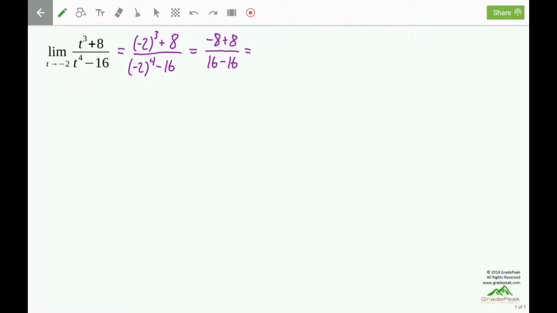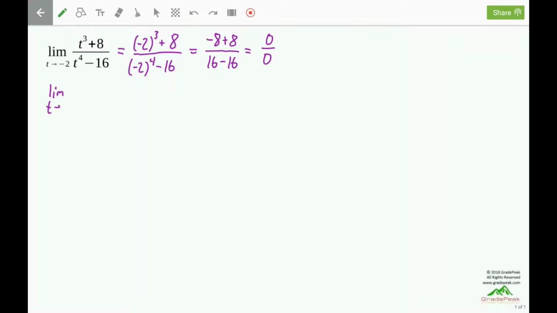In the numerator, -8 plus 8 is 0. In the denominator, 16 minus 16 is also 0. We have the 0 over 0 indeterminate form. We will need to rework this since these are power functions. We can try the factor and cancel method.